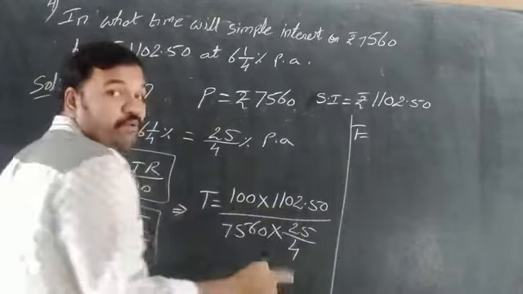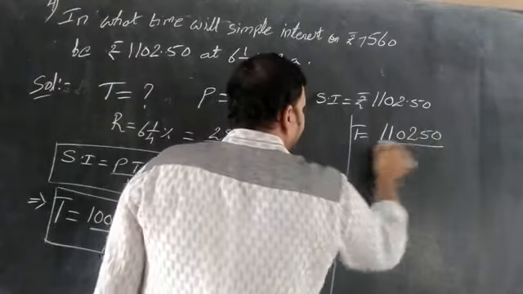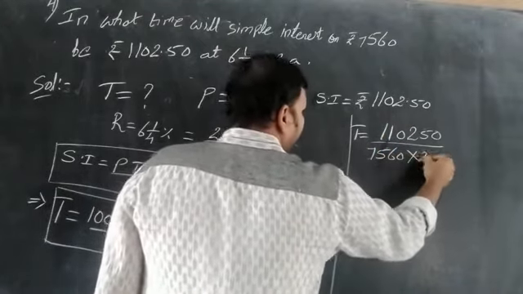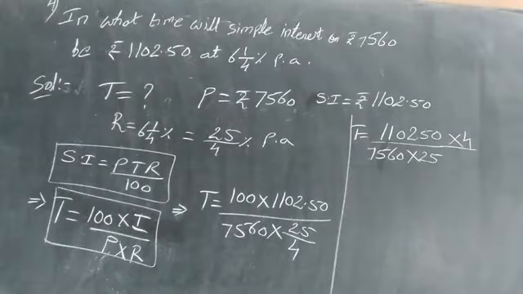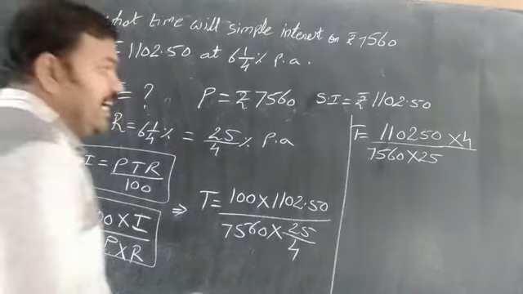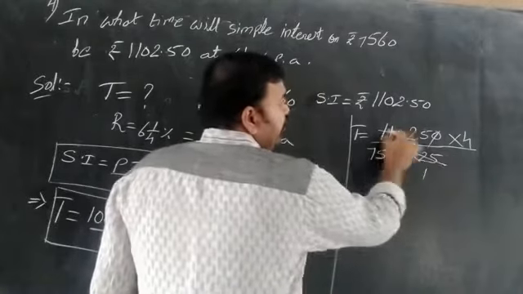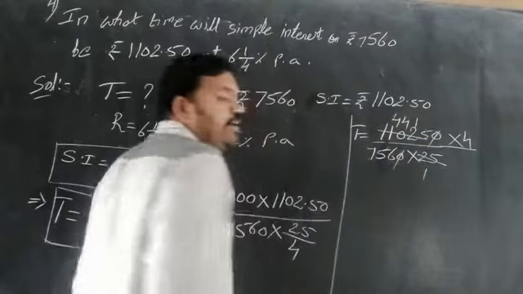The decimal point will go, multiplying on both sides: 110,250 by 7650 into 25 into 4. The 25/4 goes to the numerator. So, cancellation using the table. Cancelling the zeros. 25 ones are 25, 25 fours are 100. Balance is 25.